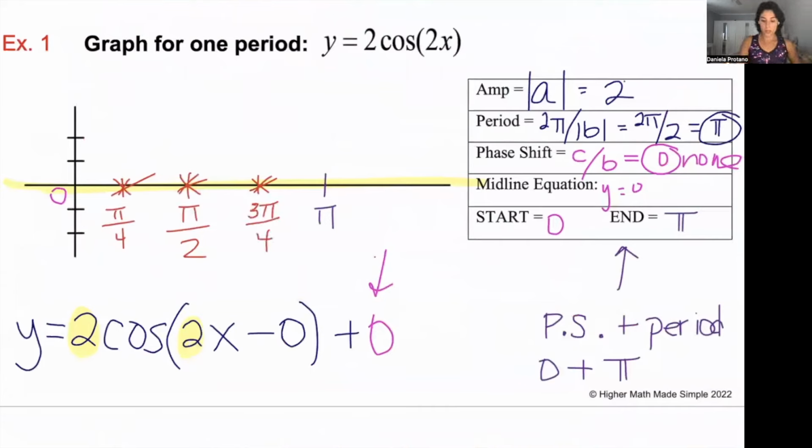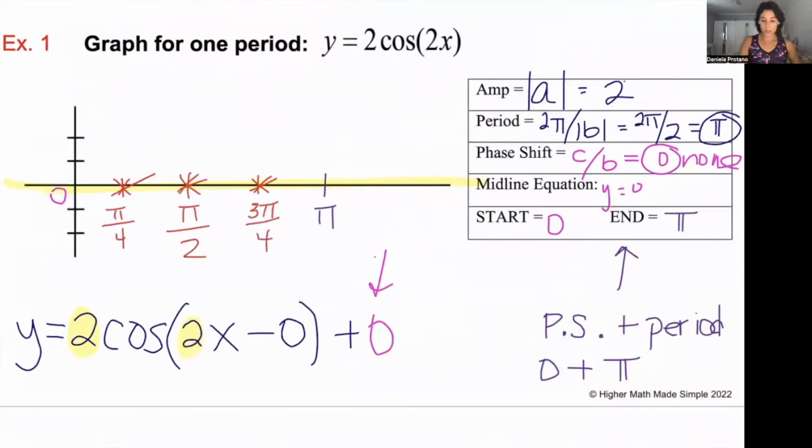Okay, so again, because the a value is less than 0, in other words, it's negative, it's going to first dip down to the minimum and then up to the maximum. So again, if the a value was positive, it would be the other way around, right? It would be like that.